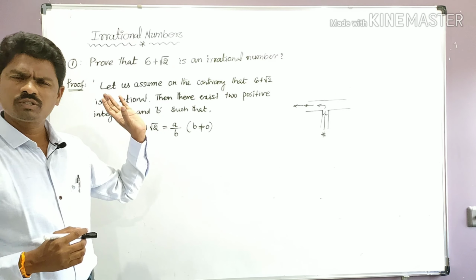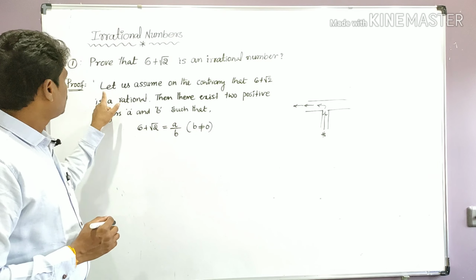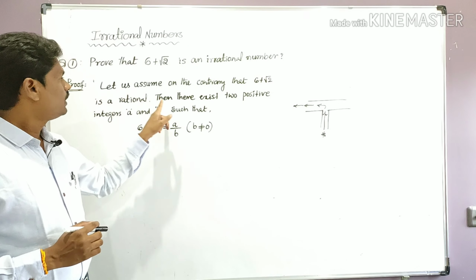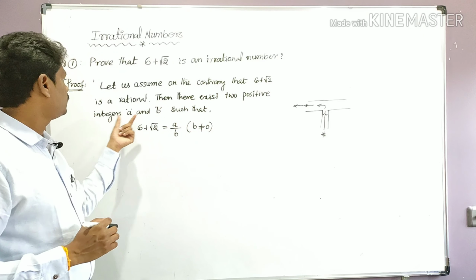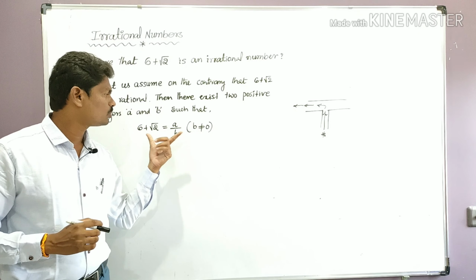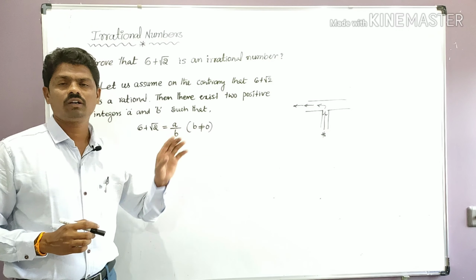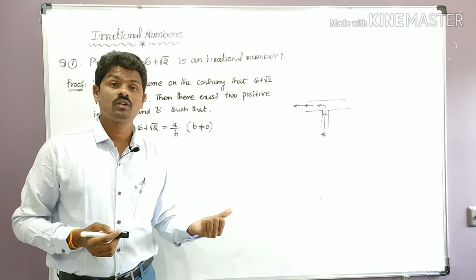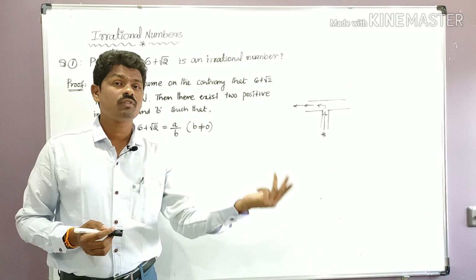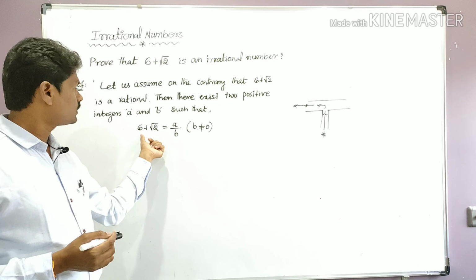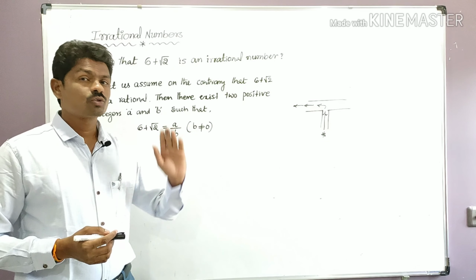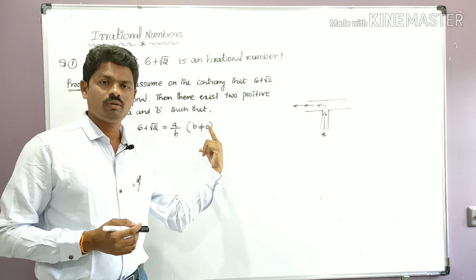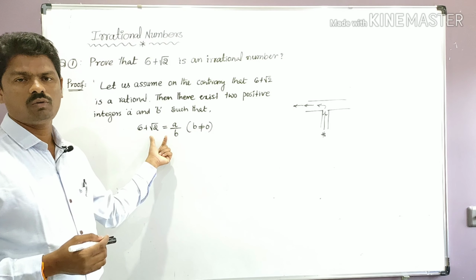So the first step is the same for all the models. Let us assume on the contrary that 6 plus root 2 is a rational number. Then there exist two positive integers a and b such that 6 plus root 2 is equal to a by b, here b is not equal to 0. So if it is rational, it can be written in the form a by b. When we assume 6 plus root 2 is rational, a rational number can be written in the form a by b. Yes, we have written it here.